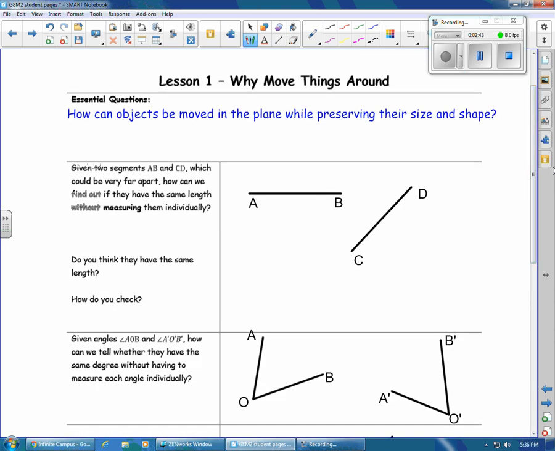Hopefully that makes sense. Okay, I thought I turned the overhead on, but apparently I didn't, so I'm going to pause. Okay. Now the overhead is on.